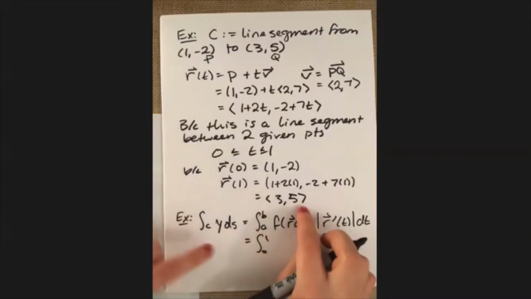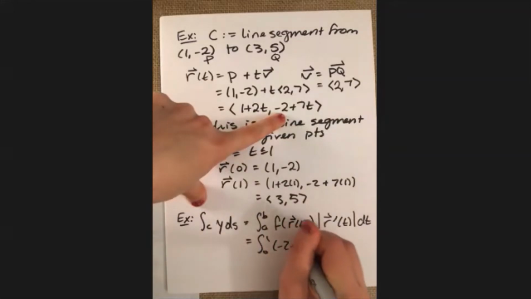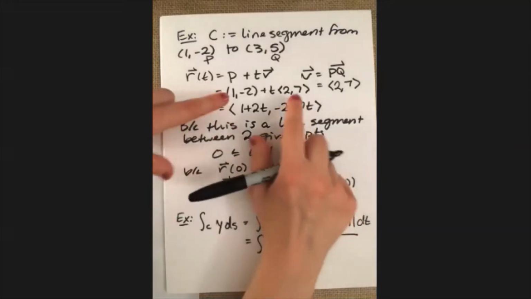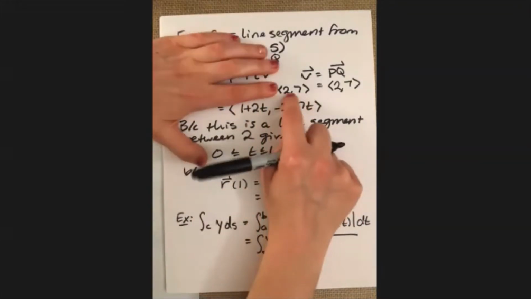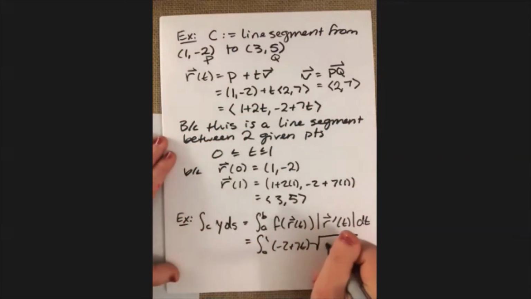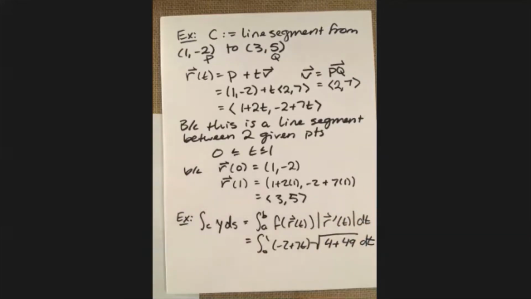My function is y, so I just go back up to here and I take the y component from that, -2 plus 7t. And then I really just have to look at the length of r prime. And r prime in this case, when we're working with a line segment, is always just this piece right here. It's my slope off of each of these two components. So it's going to be 4 plus 49, whatever that simplifies down to. And then you would just compute that integral right there. So that's kind of how you work with a line segment.